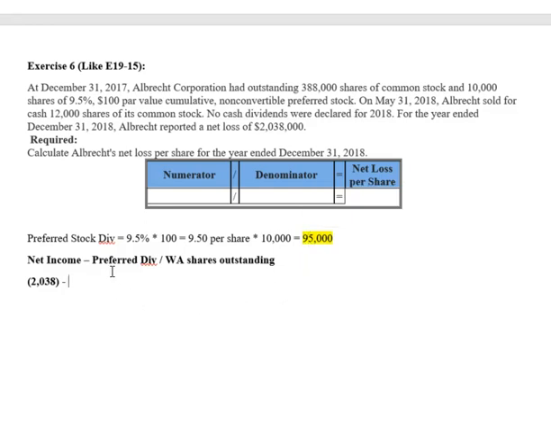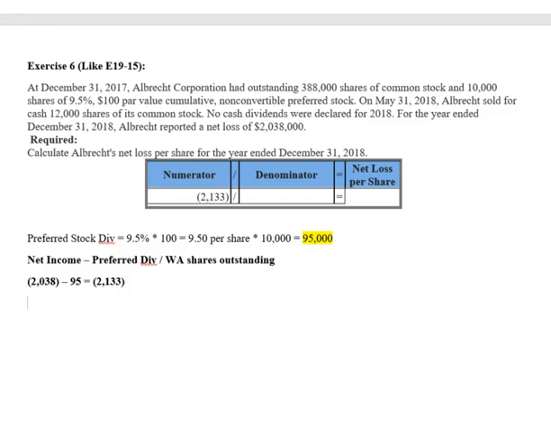So we're going to do 2,038,000 loss minus 95,000. And what does that give us? Well, keep in mind we had a loss, so that's going to give us a loss of 2,133,000. Because even though we have a loss of 2,038,000, 95,000 is still reserved for our preferred members, which makes our earnings for our common members go down. So we have a net loss in our numerator here of 2,133,000.